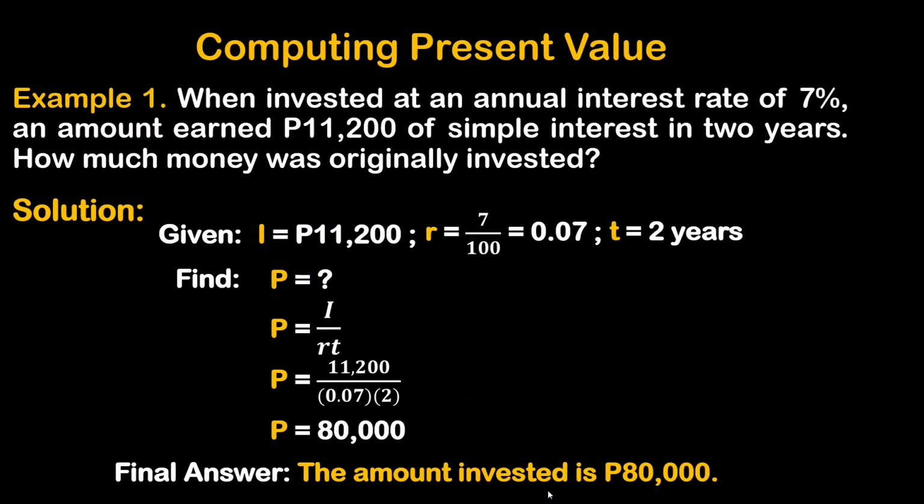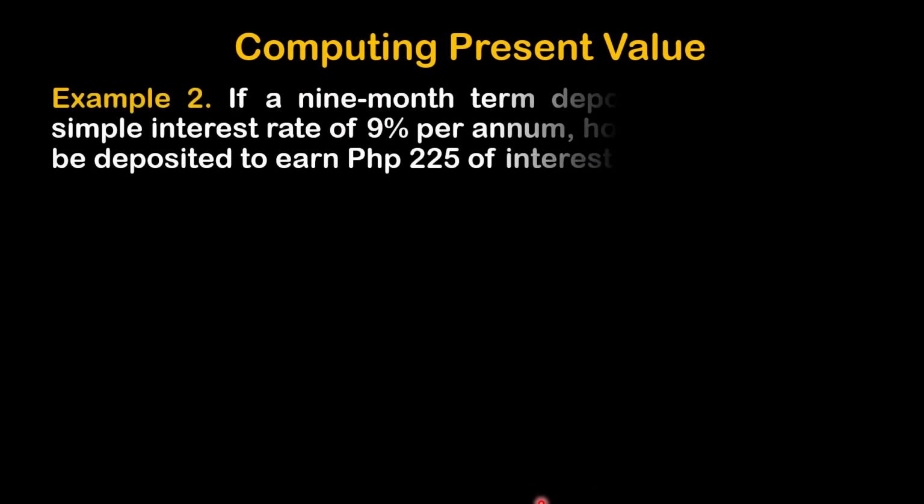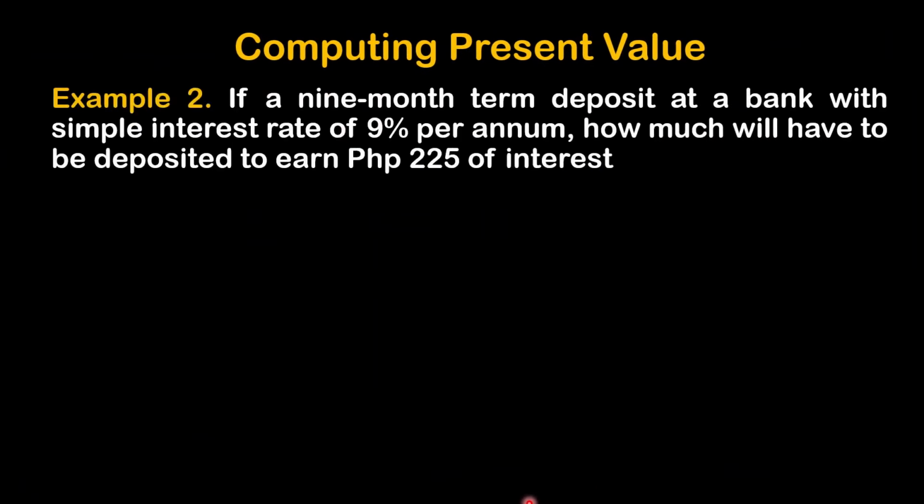Now, let's proceed to our second example. Here we have a 9-month term deposit at a bank with a simple interest rate of 9% per annum, that is, per year. How much will have to be deposited to earn 225 pesos of interest?